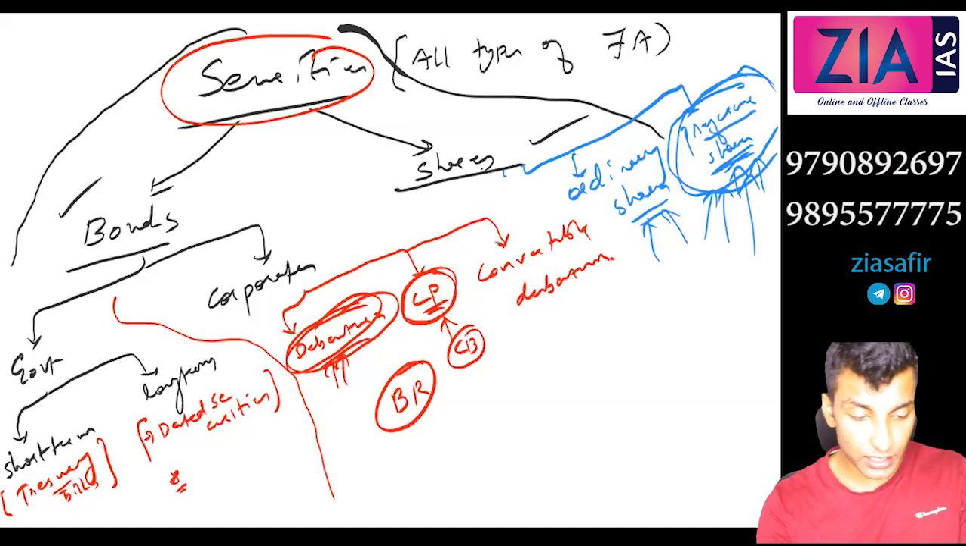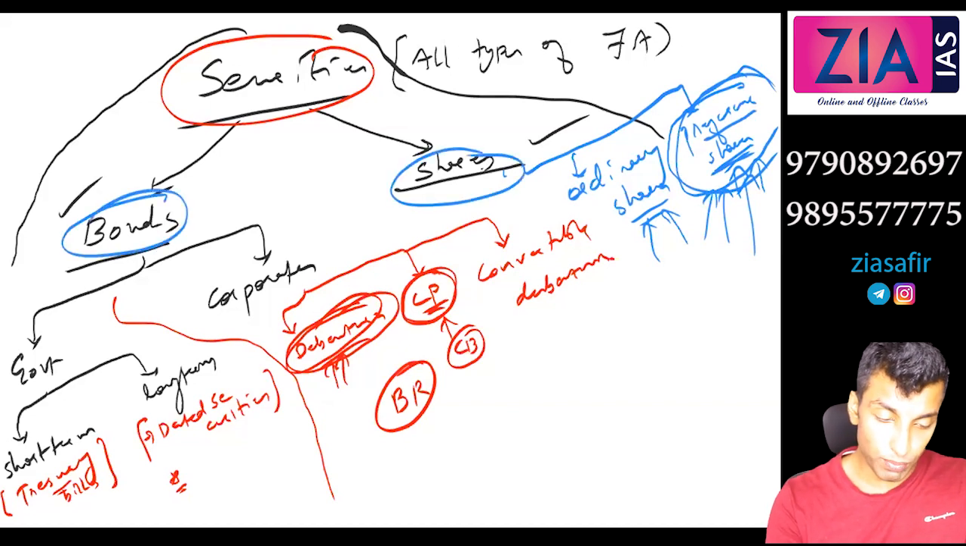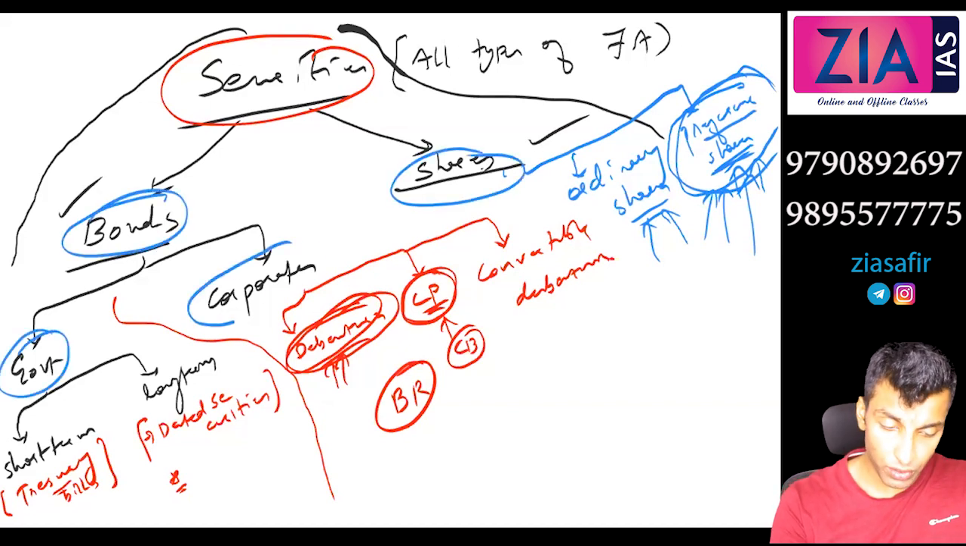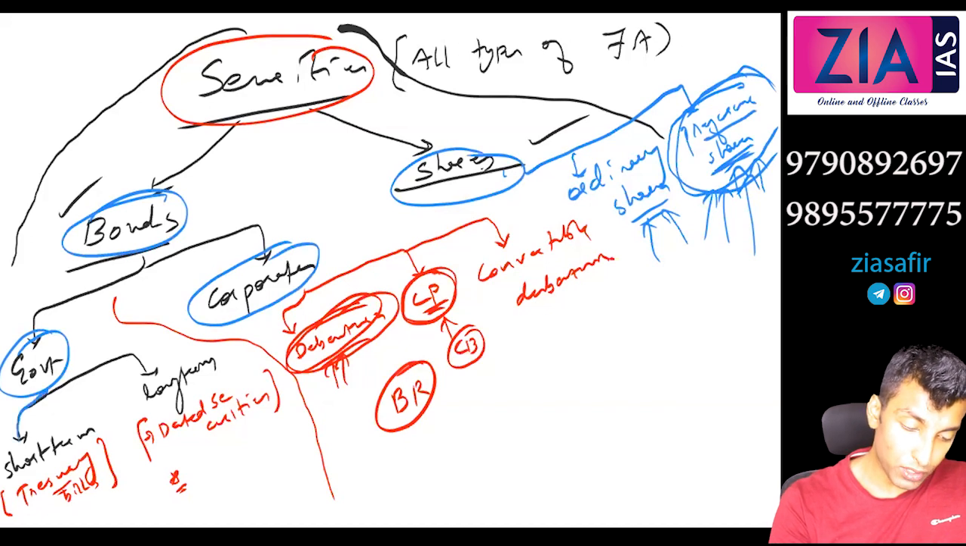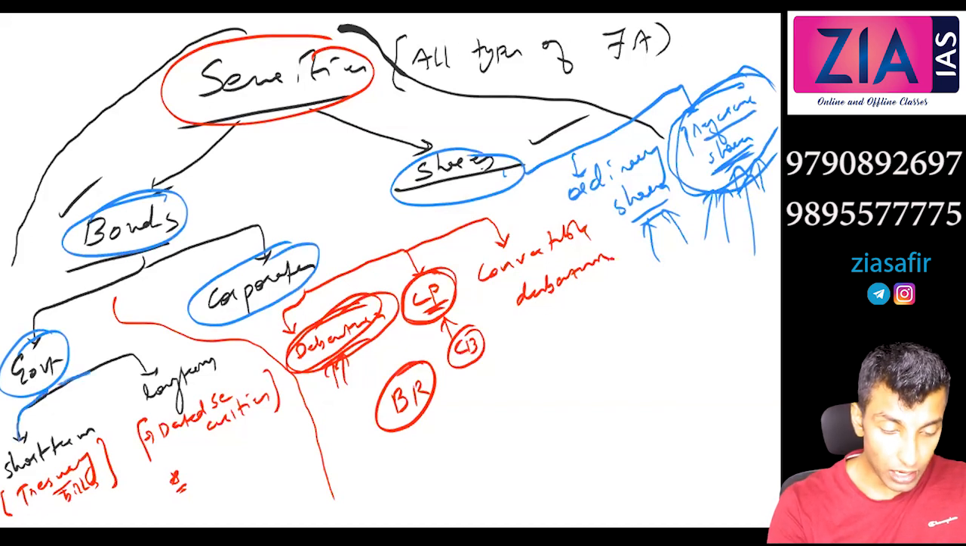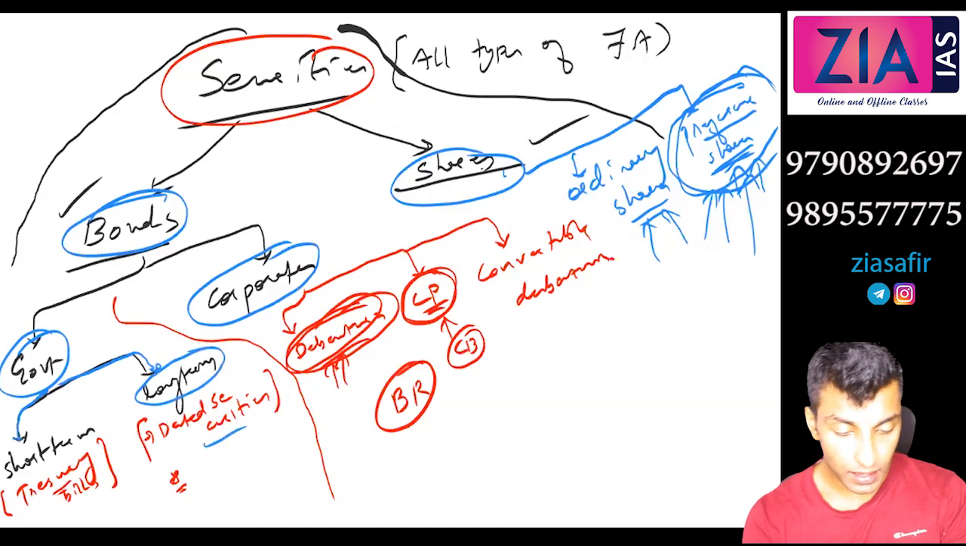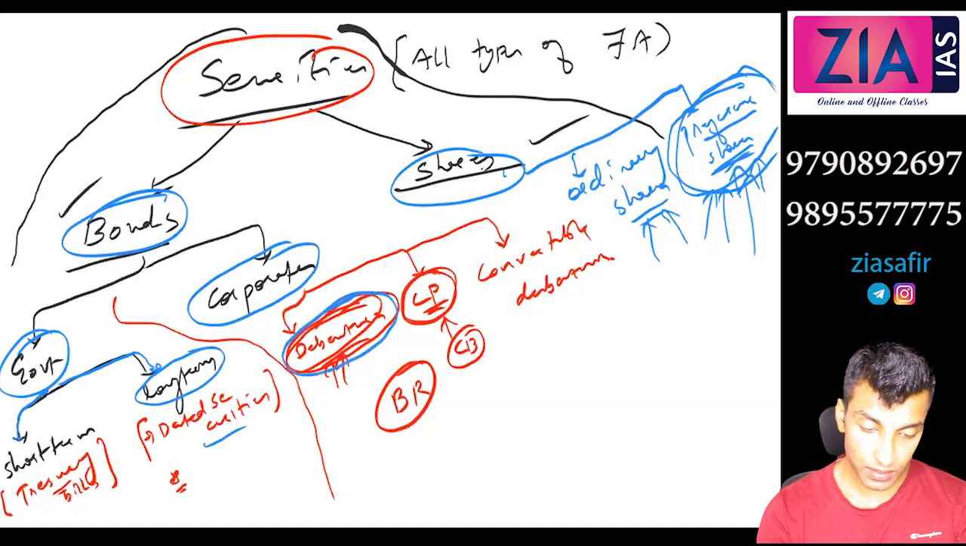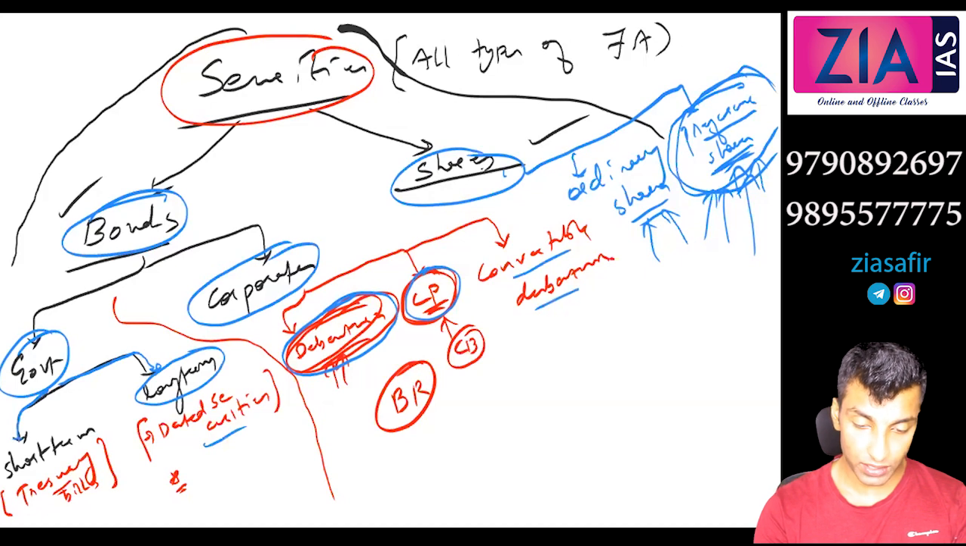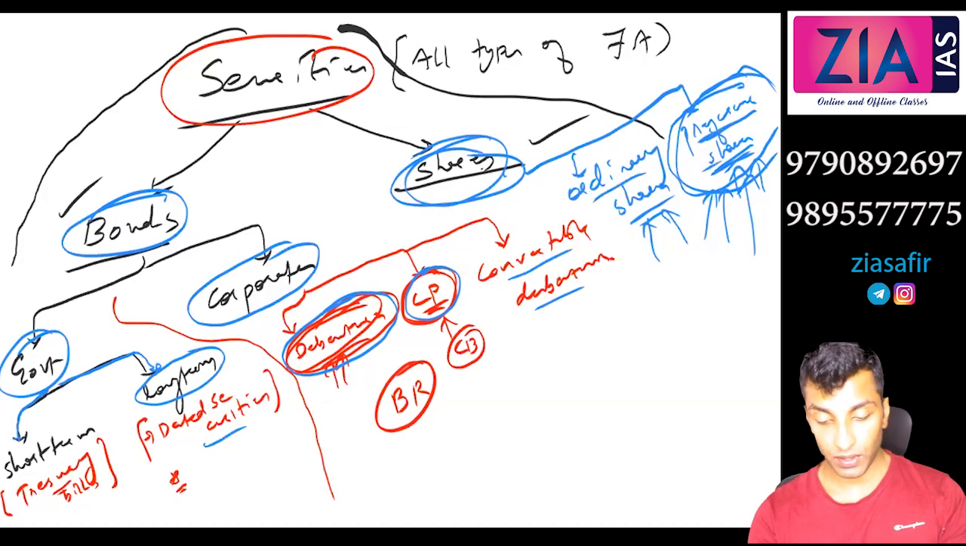So these are the securities: bonds, shares. Bonds can be government and private corporates. Short-term government bonds are what you call treasury bills. Long-term government bonds are what you call dated securities. Then apart from this, debentures, commercial paper, convertible debentures, etc. Then there are shares. Mainly we discuss ordinary shares, but preference shares also we'll have to discuss. So give a heading, bonds. We'll start with bonds.